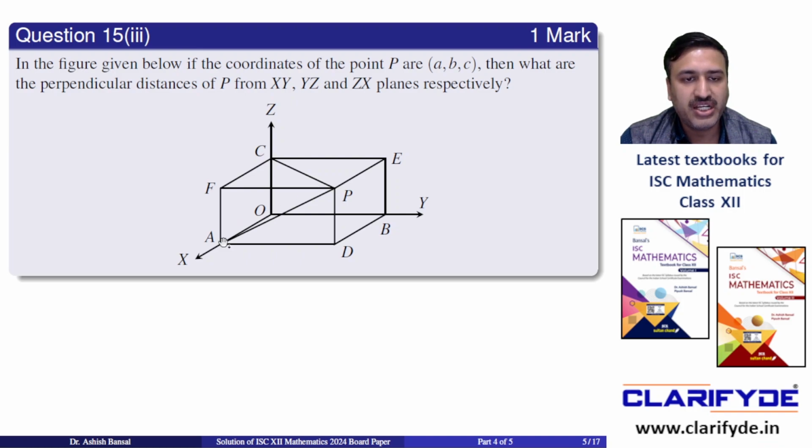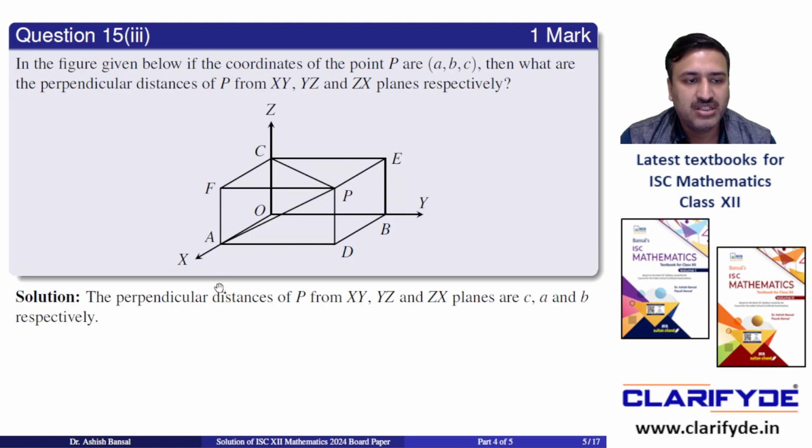So if I look, a is the perpendicular distance from the YZ plane, b is the perpendicular distance from the XZ plane, and c is the perpendicular distance from the XY plane. Hence, we have the required solution.